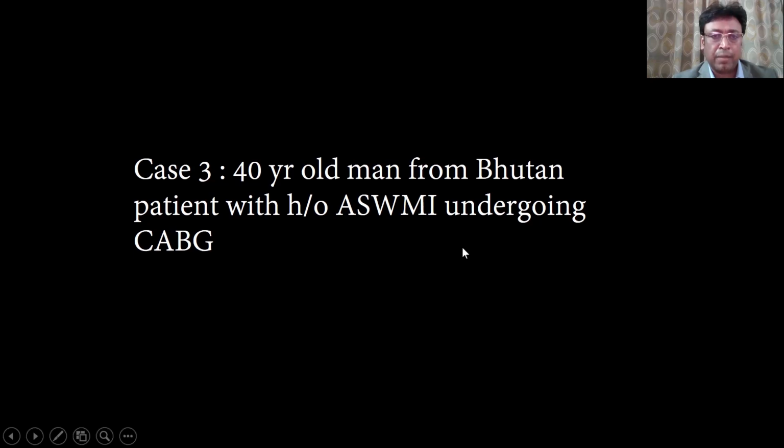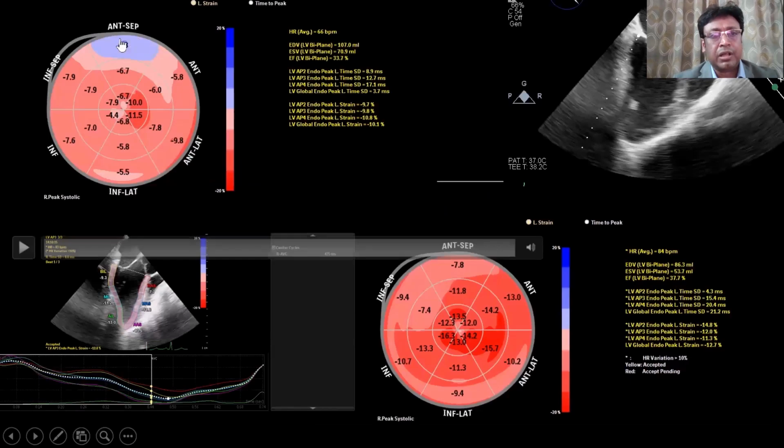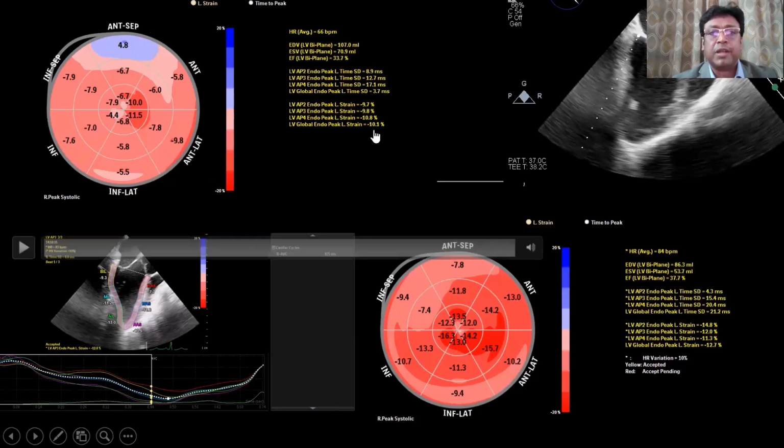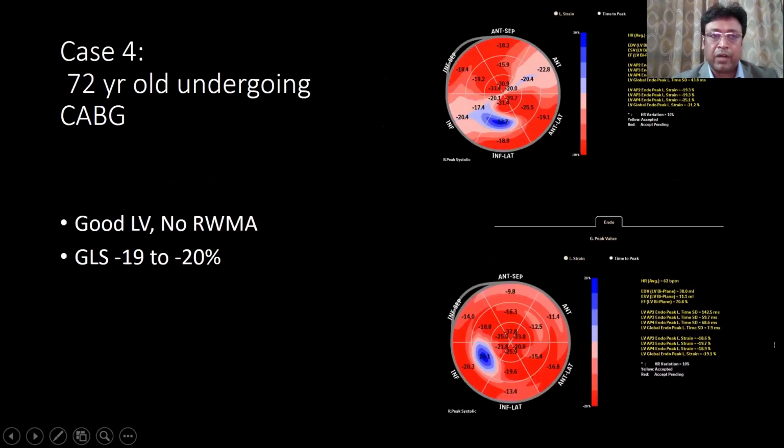So another case, a 40-year-old man with history of anteroseptal MI undergoing CABG. This man is from Bhutan. And if you look at the bullseye, it was mostly pale, showing hypokinetic myocardium with the ejection fraction of 33.7% to start with, and had an anteroseptal MI as indicated by the color coding over here. And post-grafting, the GLS improved from minus 10 to minus 12.7. But if you look at the regional function, there are a lot of subtle changes that have happened, which is not seen on a 2D echo.